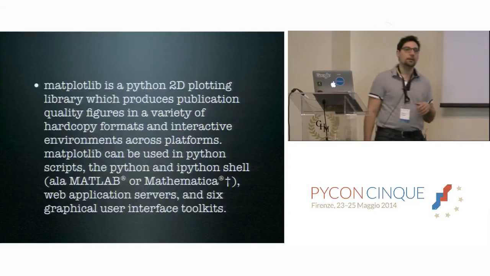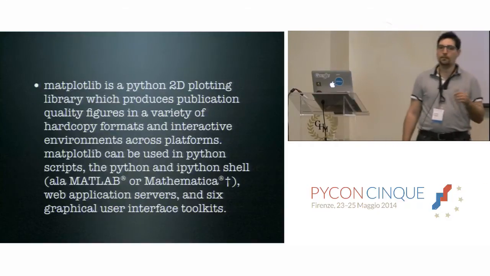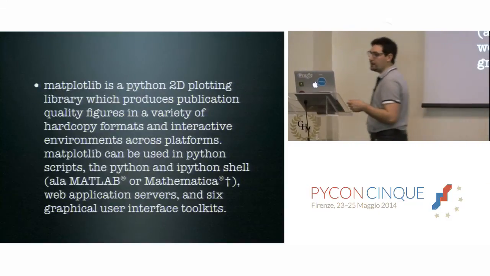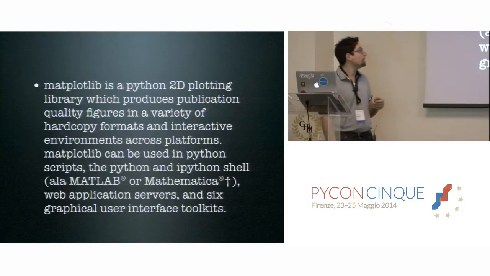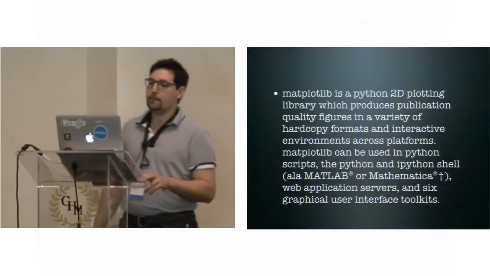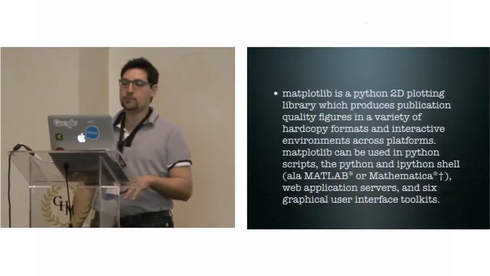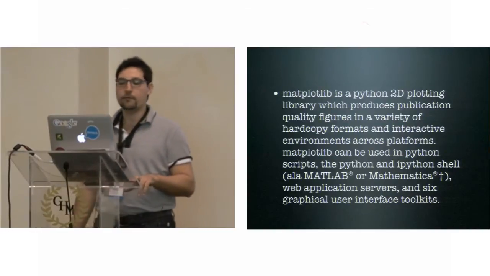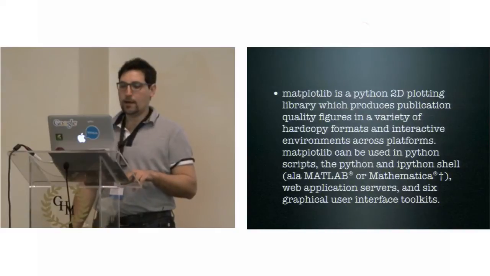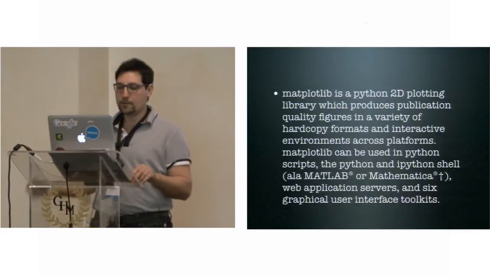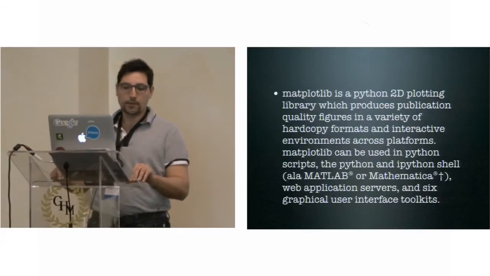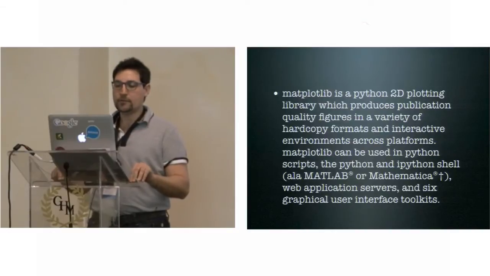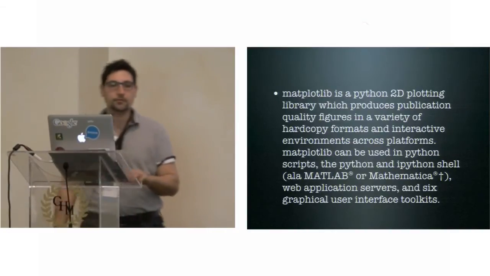According to the homepage of Matplotlib, Matplotlib is defined as a Pythonic library for 2D plotting. Let me read this. It's a Python 2D plotting library which produces publication quality figures in a variety of hard copy formats and interactive environments across platforms. Matplotlib can be used in Python scripts, the Python and iPython shell, as well as MATLAB and Mathematica, web application servers, and 6 graphical user interface toolkits.